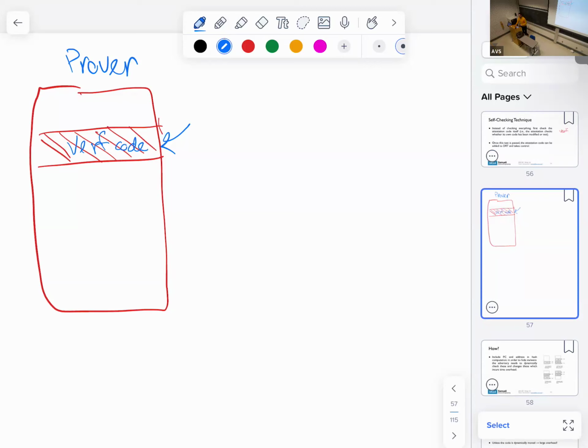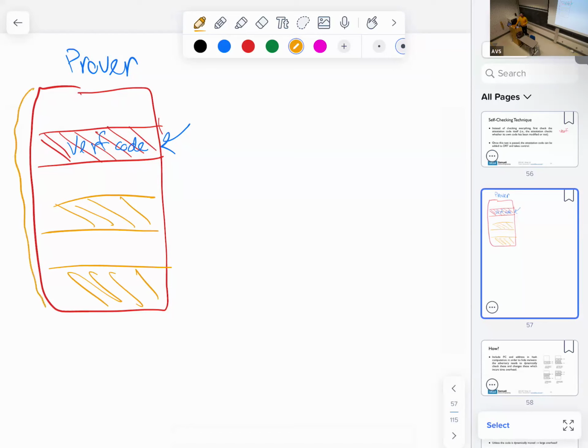But of course, your prover has many other things going on in its memory as well. It has a bunch of different applications, application number 1, application number 2, and so on and so forth, right? And if you remember, I told you when I'm computing the attestation, I want to compute over the entire memory. We want to make sure that nothing in this system has been modified, right? Not this verification code, not application 1, not application 2. I want to make sure all of them are correct, okay?